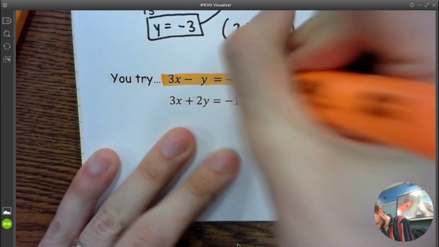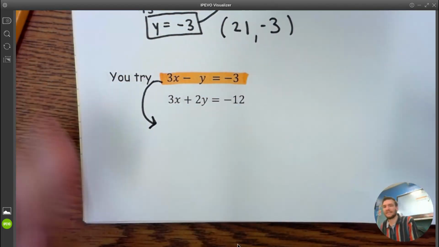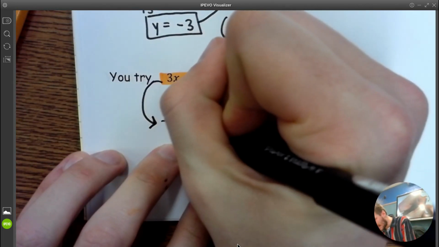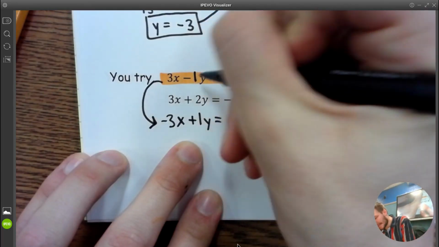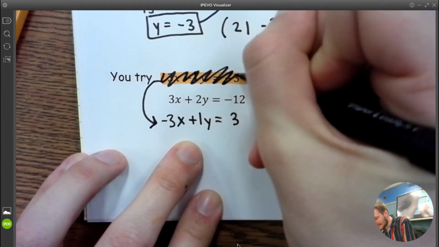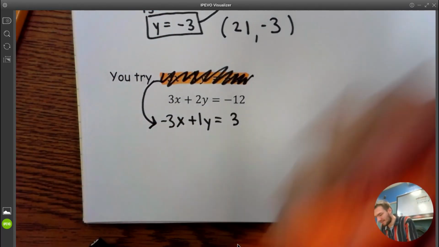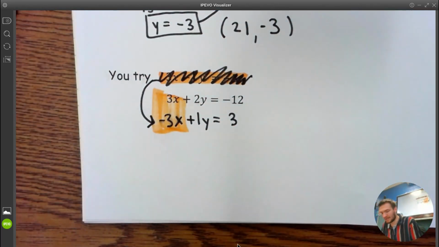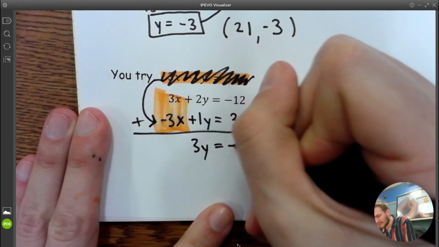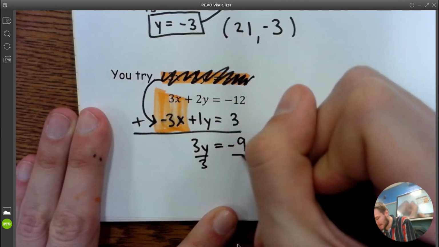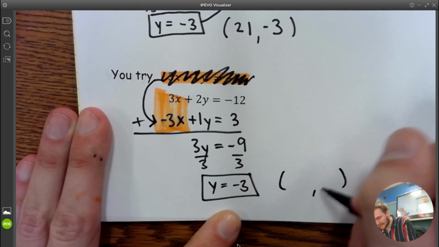Nice job. We're going to see this, and it is not a perfect setup, so we're going to switch it up. It's a 3x. Change that. Negative 3x, positive 1y, positive 3. It's a negative 1, so we made it positive 1. All of that, we don't need that anymore. Nice, it's all lined up, it looks good. My 3x's are going to make 0. 2 plus 1 is 3y. Negative 12 plus 3 is negative 9. And we're going to divide by 3. Y equals negative 3.